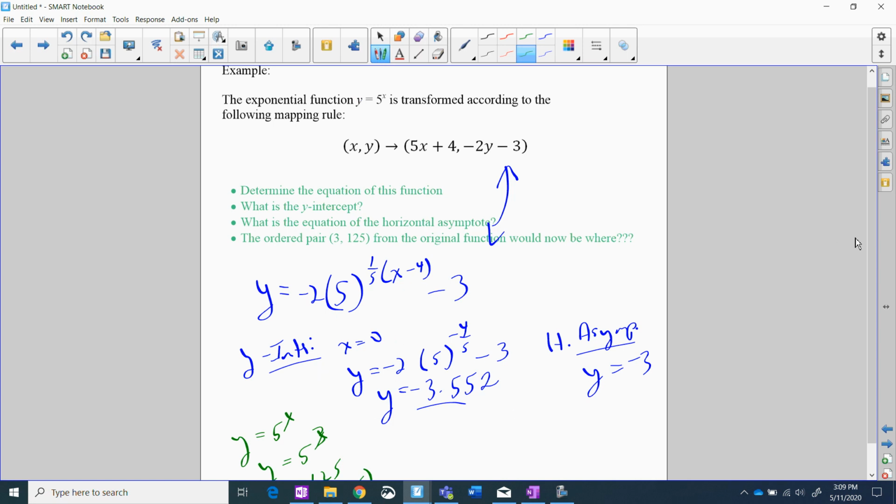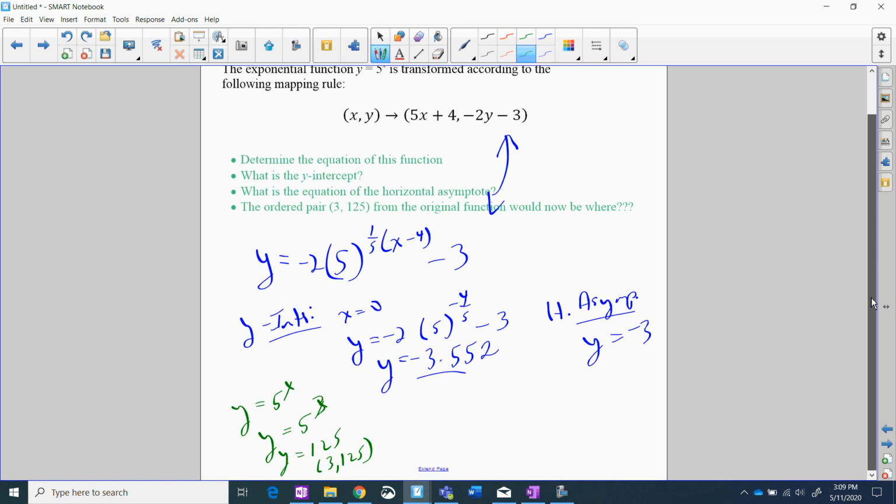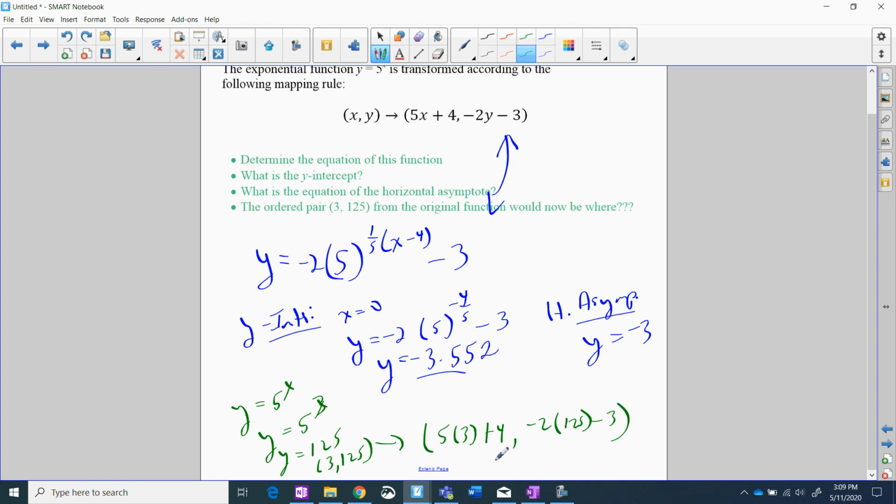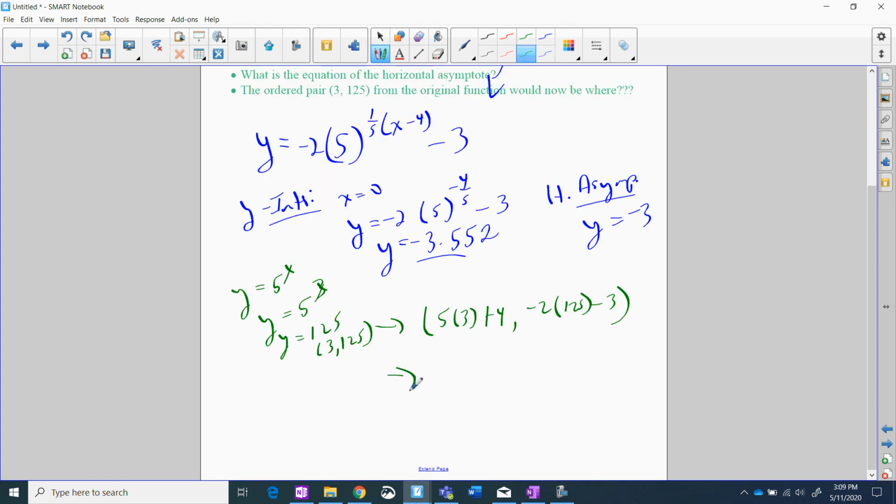So then it says, well, where would this new point be? So this is from your base. Where would this be after you do this? Well, you just fill it in. 5, x is 3, minus 2, y is 125, and it's going to move down 3. So this ordered pair is now going to be at 19, -253. That would be where this point 3, 125 would have ended up after you applied all these transformations that were identified up above.